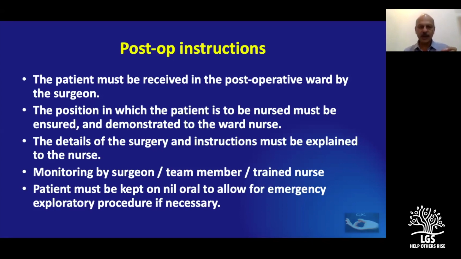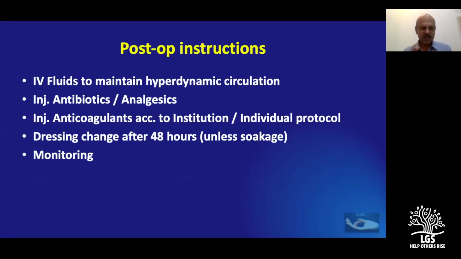The patient must be kept nil oral. The instructions usually must contain these 5 instructions. One is IV fluids. Usually for an adult, I give about 5 pints of fluids, which is a mixture of ringer lactate and normal saline, for 5 days. Whether the patient is taking orally or not, from the second day onwards, I insist on 5 pints of fluids every day. This is to maintain a hyperdynamic circulation. Second is antibiotics, analgesics. Third is anticoagulants.